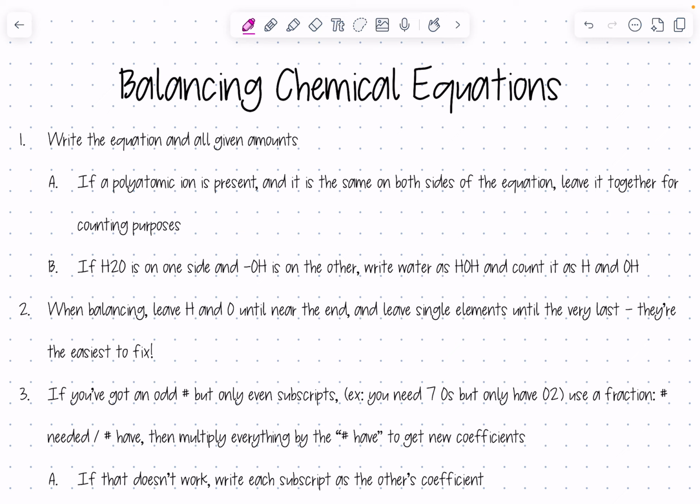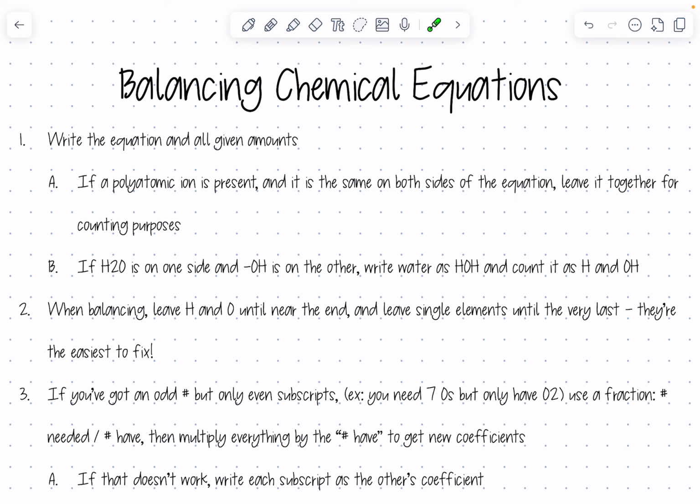We're going to talk about steps and then we're going to work some examples. So the first thing you always want to do when you're balancing a chemical equation is to write the equation and all of the amounts that are given to you. And that just means however many are stated there when you're not considering coefficients, right?